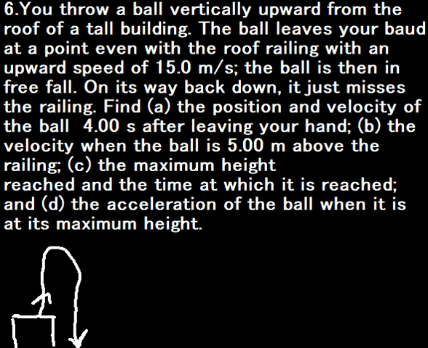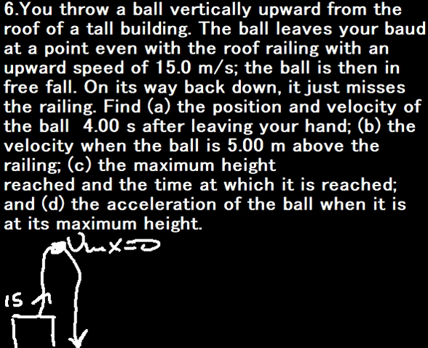And now we have the initial velocity given as 15 meters per second. We are not being told the height of the building, so we are not much interested in that at first. We know that this is the maximum point where the final velocity is 0. So that much you have to know. Now the question says find the position and the velocity of the ball 4 seconds after leaving your hand.